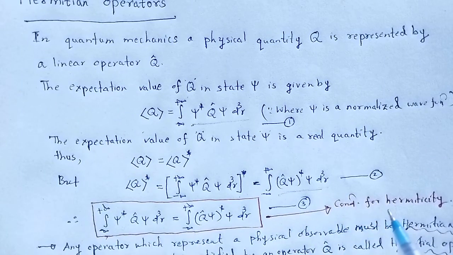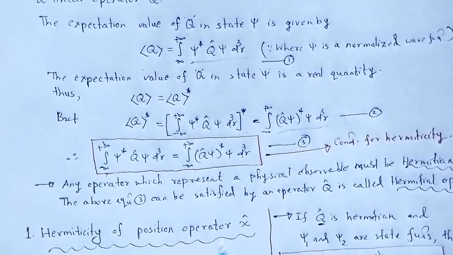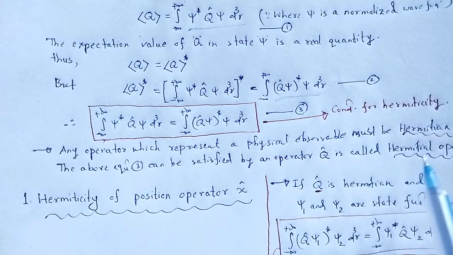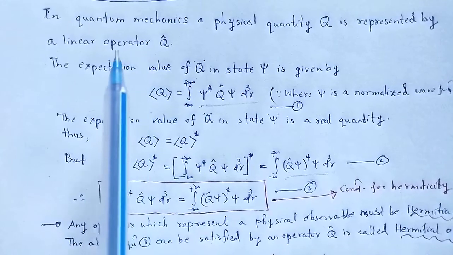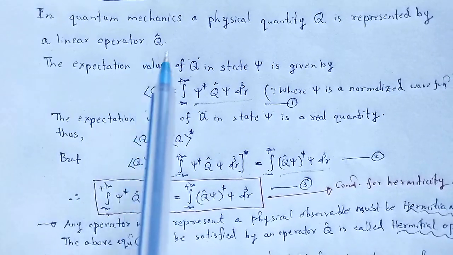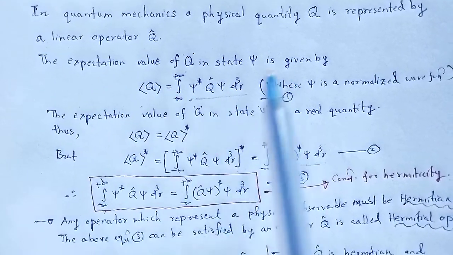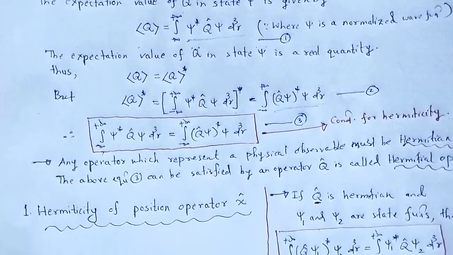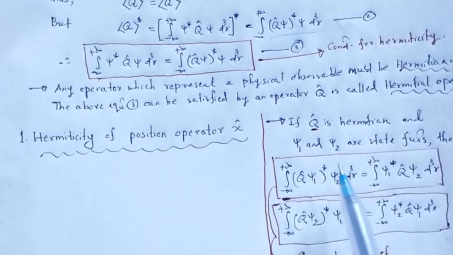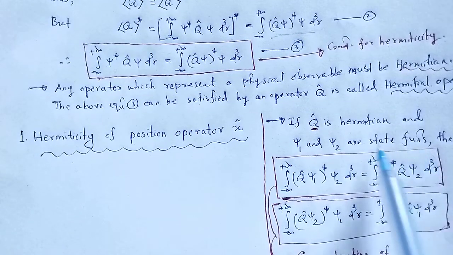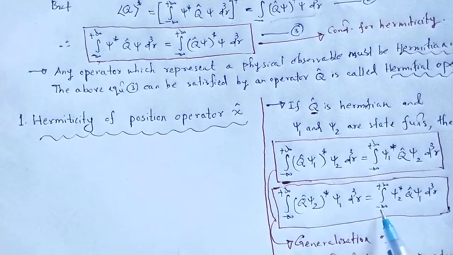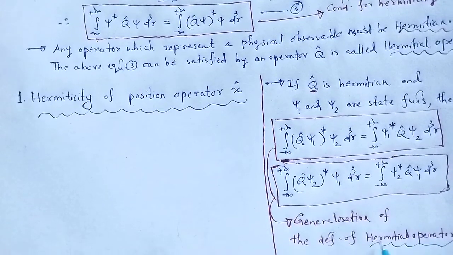What is the condition for hermiticity, and how can we say an operator is Hermitian? First, we take the operator to be a linear operator. That's why we can say whether it's Hermitian or not. Then, if psi 1 and psi 2 are two state functions and Q cap is Hermitian, then it satisfies these two conditions. That is the generalization of the definition of Hermitian operators.